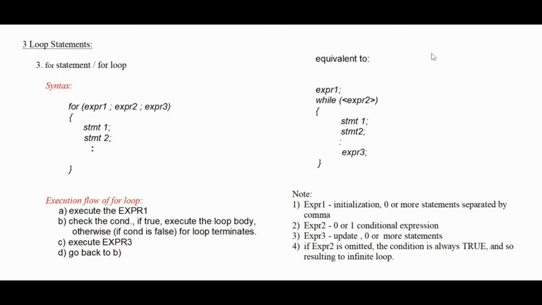The third loop statement is called the for statement or for loop. The syntax starts with the keyword for, followed by three expressions enclosed in parentheses, and the three expressions are separated by a semicolon.